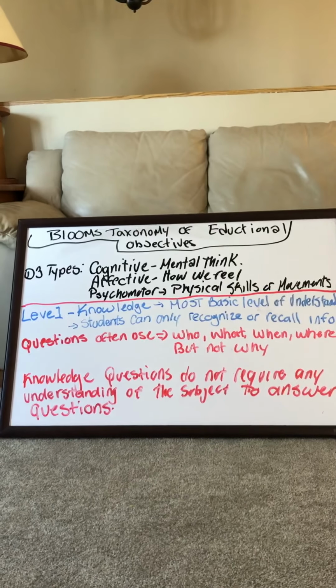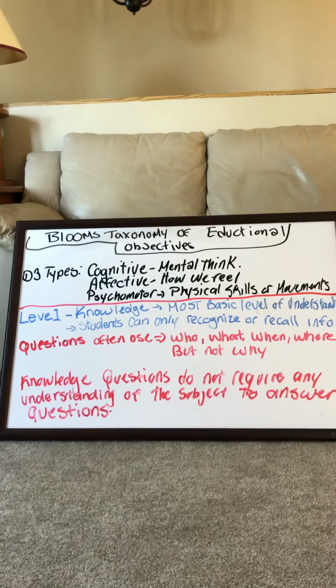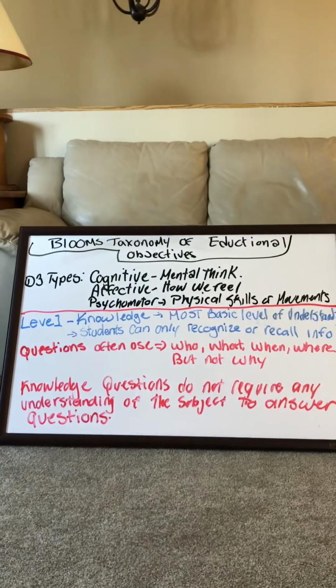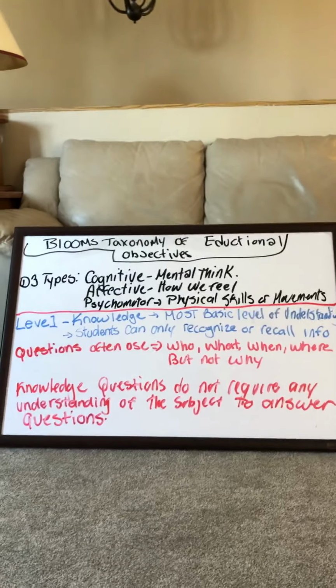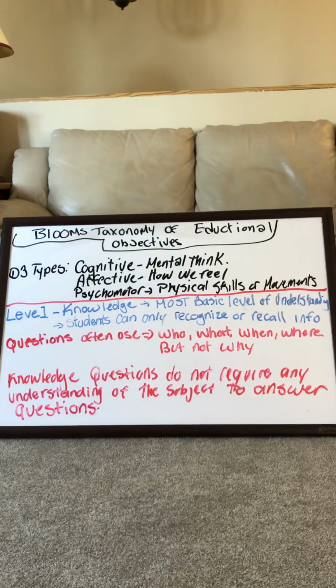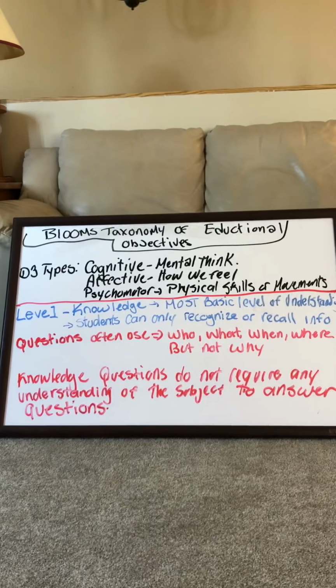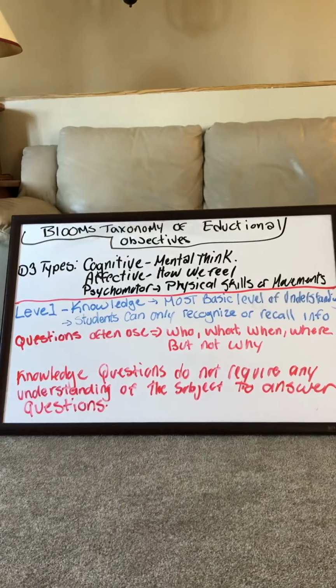So just like Maslow, this is tiered. This whiteboard just does level 1, and then I'm going to have to do a new video and erase my board. All right. So level 1, or the most basic level of understanding, is called knowledge. It's a knowledge question. Students can only recognize or recall information.